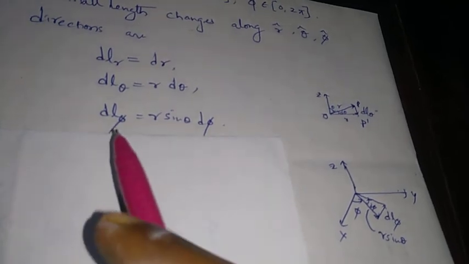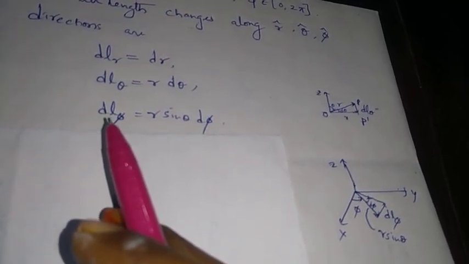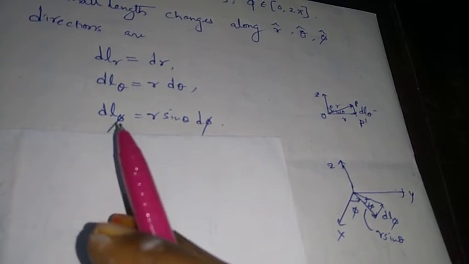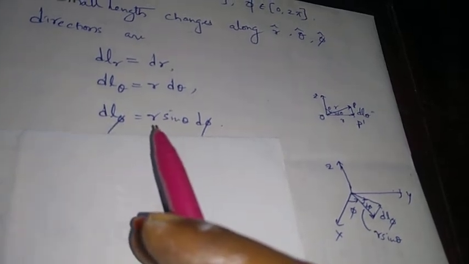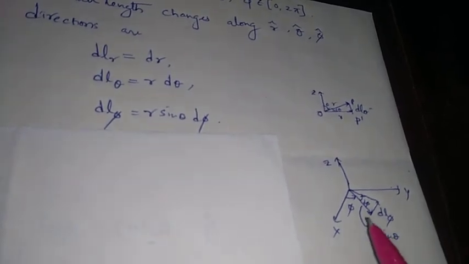And for the small length change along phi direction, which we can call dl sub phi, we get r sine theta into d phi. And that's because if you consider this triangle here, in which we already had this OB, this OB or OB prime is equal to r sine theta, and if d phi is a small angle here, then dl sub phi is this distance here.